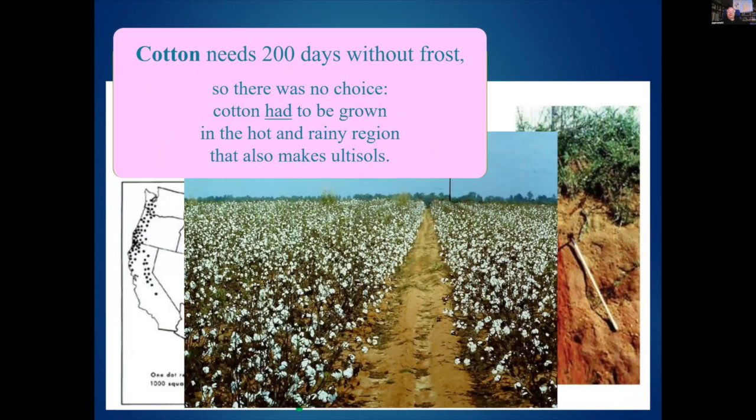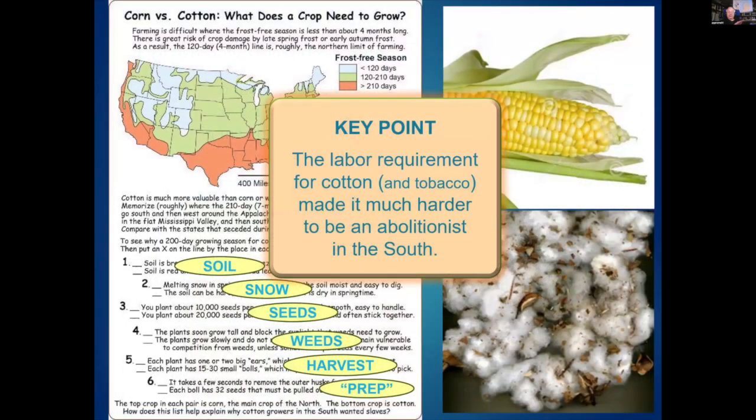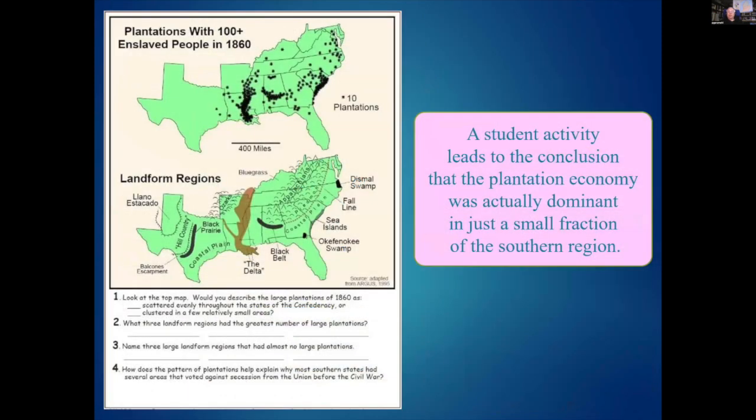Then we said cotton is unique because it requires 200 days without frost. So there wasn't any choice. It had to be grown in that hot and rainy region. And we gave you something about how much more effort it takes to grow cotton, which is one of the reasons why the South wanted to have slavery as an institution, is the economy of the South just simply required a great deal more labor.